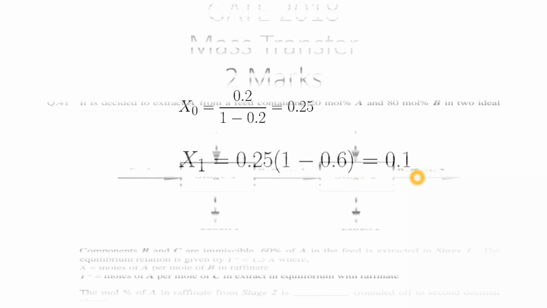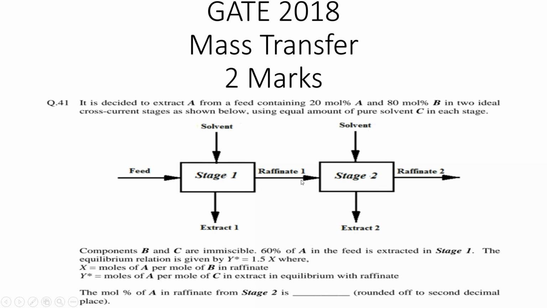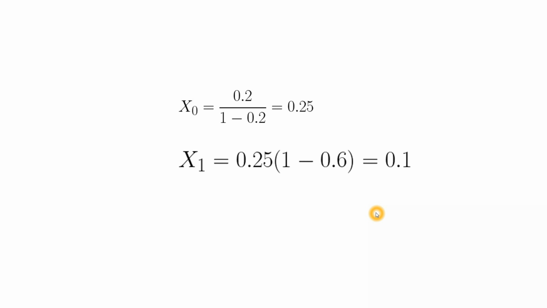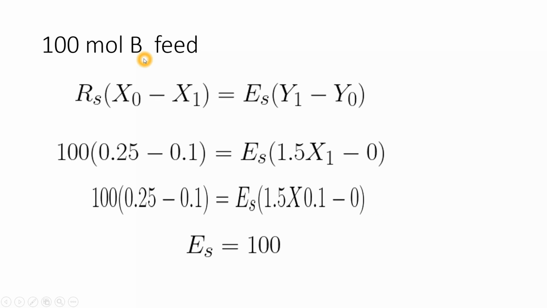X1 will be here, right? And X1 and Y1 will be in equilibrium, since leaving streams are in equilibrium. These are equilibrium stages. So we can take one basis that 100 mole of B feed, right? So we will apply the mass balance.